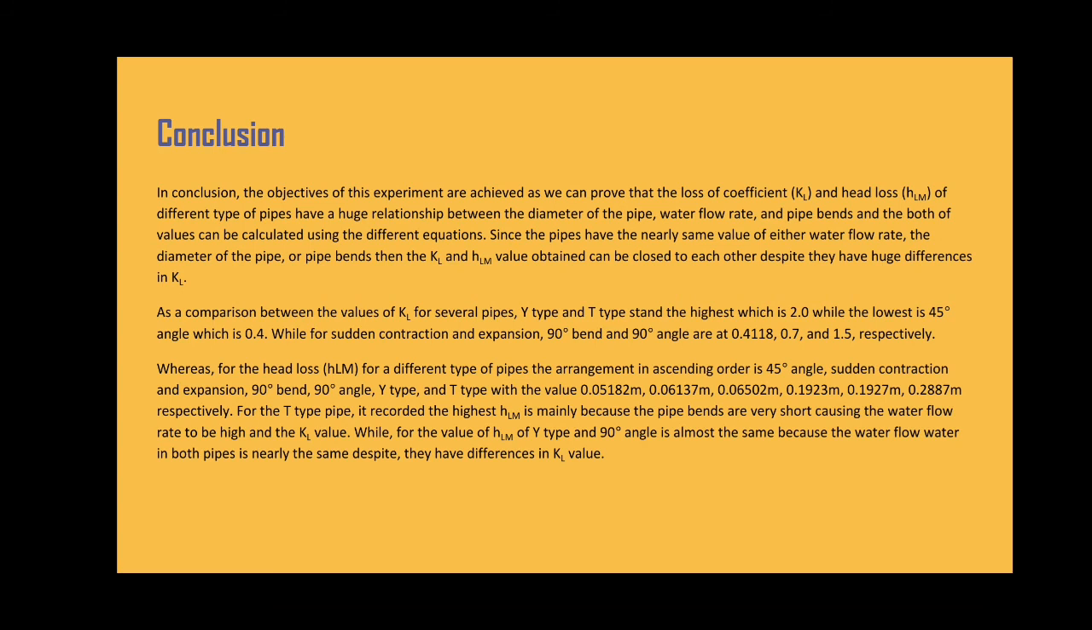For the T-type pipe, it recorded the highest head loss. It's mainly because the pipe bends are very short, causing the water flow rate and the coefficient value to be high. While the head loss of Y type and 90-degree angle is almost the same because the flow in both pipes is nearly the same despite the difference in coefficient value.